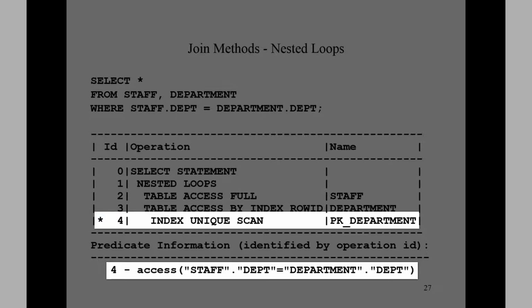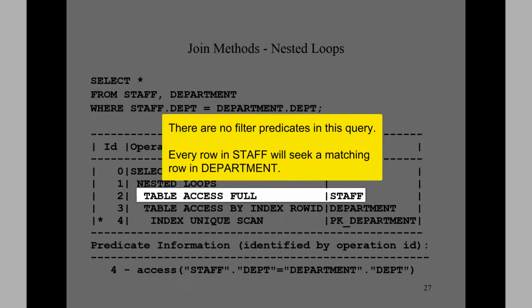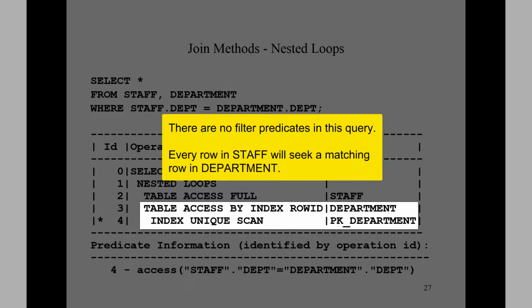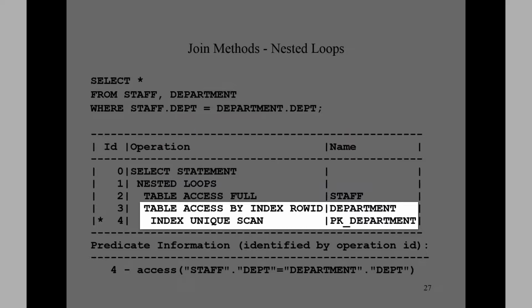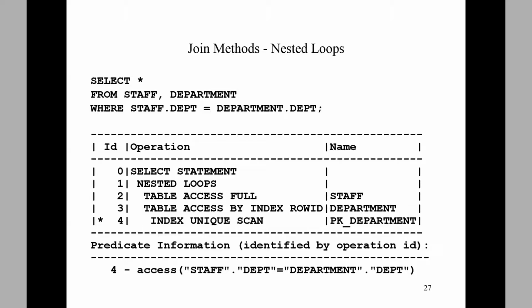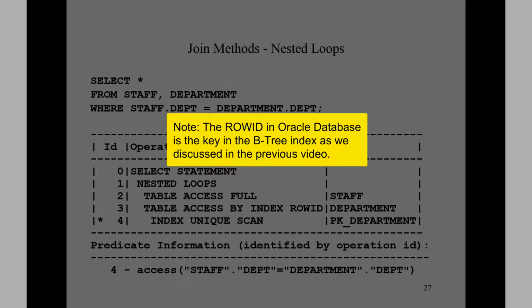It specifies that staff DEPT equal department DEPT was the motivator for the access to the index in step 4. In this example, the staff table is the driving table. The table scan of staff forms the outer loop. The inner loop contains access to the department table. Thus, as we obtain a row from the staff table, we then probe the department table to find a match. But we don't look at every row. We take the department ID from the staff table and use that as the search argument to do the unique scan of the PK department index. We then find the row ID, which is mapping to the location of the row within a department table, and retrieve that row and form the join.